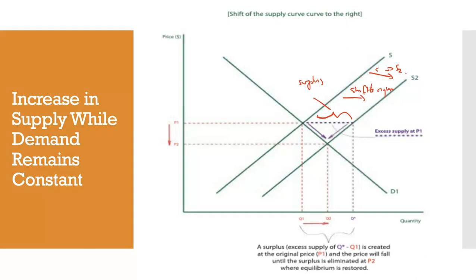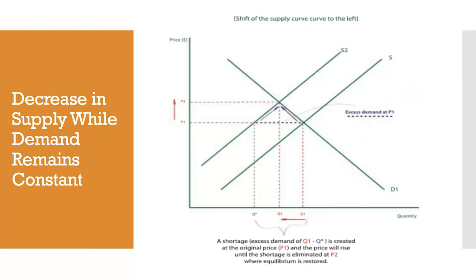As a result of this surplus, there will be a reduction in the price. Suppliers will reduce their price, and this will result in a movement along the demand curve, resulting in our price going down and our quantity traded increasing, because as price goes down, quantity traded goes up.